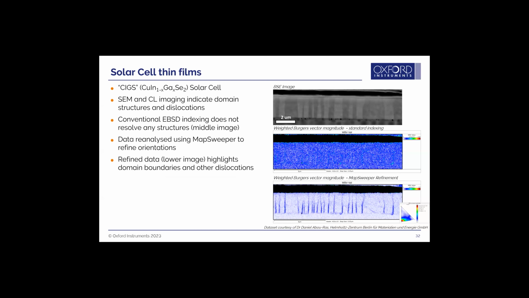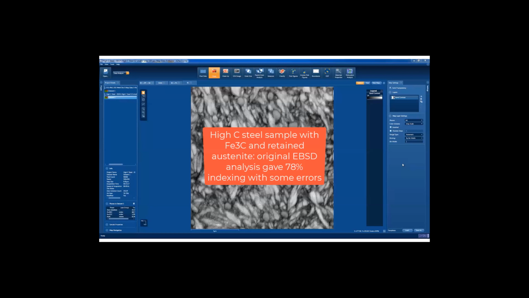We see the localized misorientation there. We see the Burgers vector magnitude increase. And we can even characterize that there's a dominant 110 Burgers vector associated with this. If we had just done regular indexing, it would have fallen over.